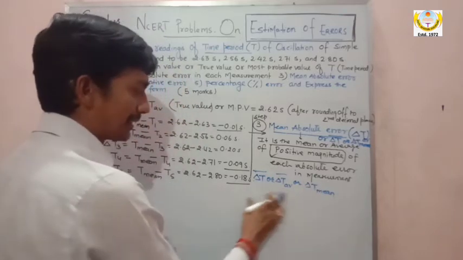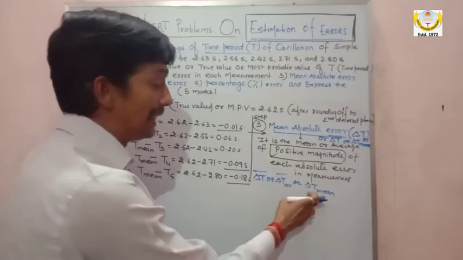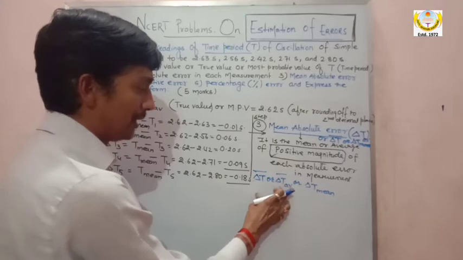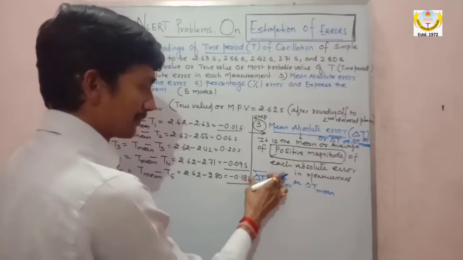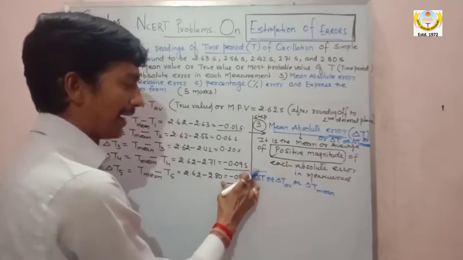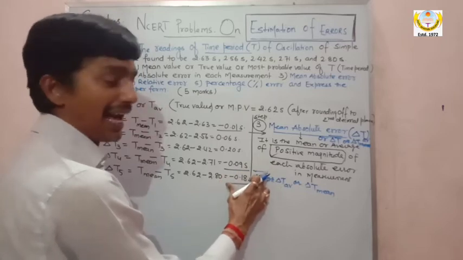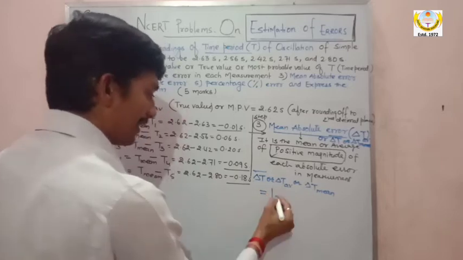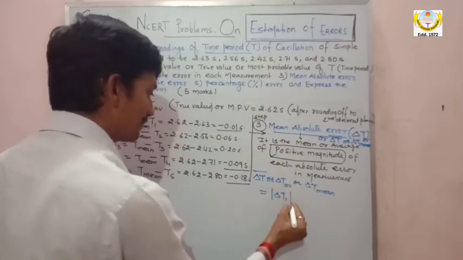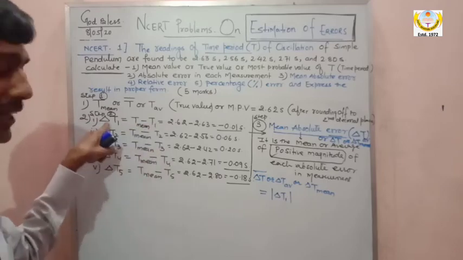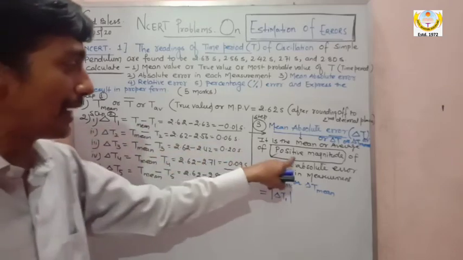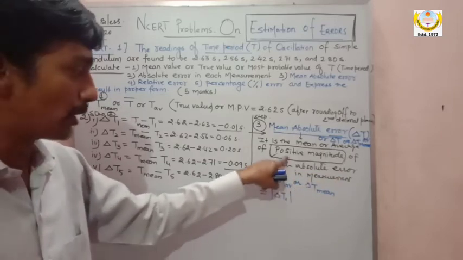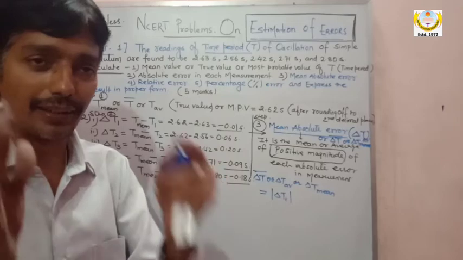And what is this, sir? You will read this as mean, and delta t means mean absolute error, average absolute error. And here I put bar, so bar is again average absolute error, is equal to mod delta t1 mod. Initially it was delta t1, but as I said, positive magnitude of each absolute error is needed, so I put a mod.